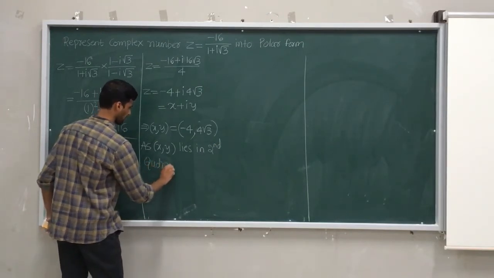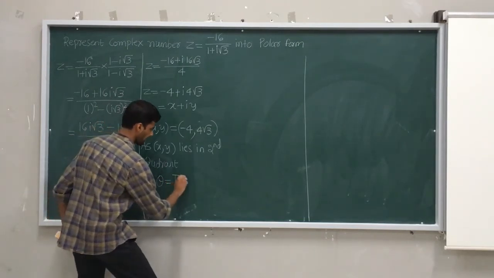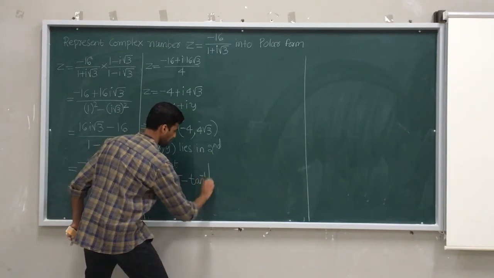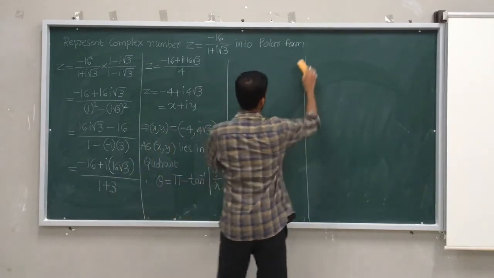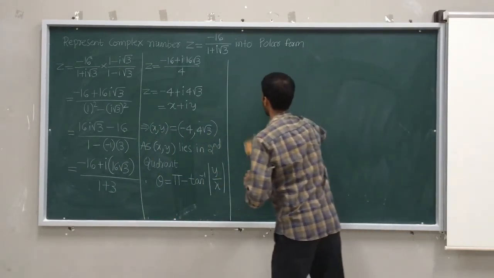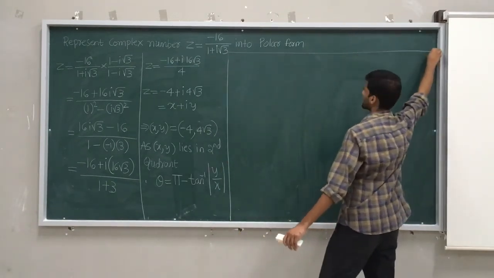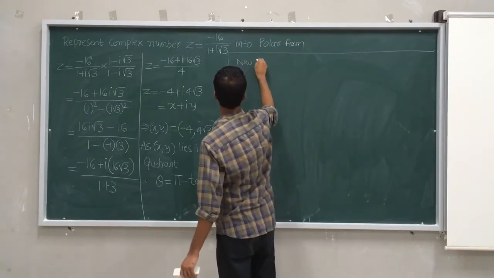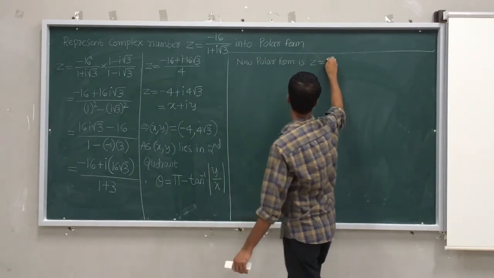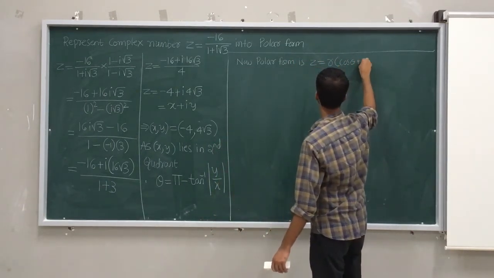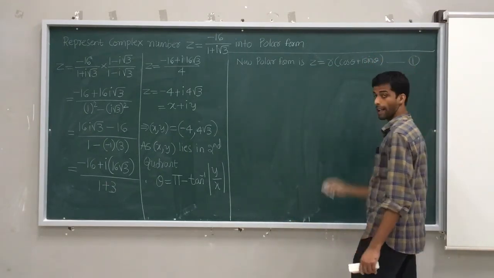Therefore argument theta, for the second quadrant, is pi minus tan inverse of modulus of y by x. This is theta. Therefore first I want the polar form. Now polar form is z equal to r times cos theta plus i sin theta. I'll call it equation number 1.